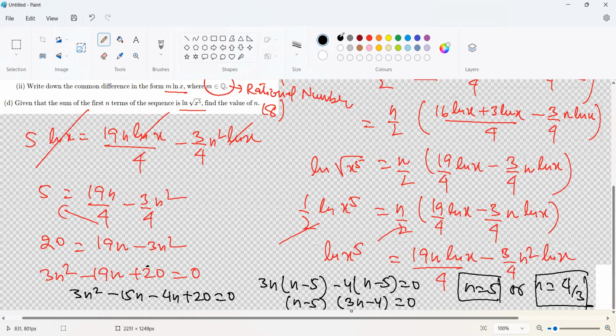What is the value of n? N is the number of terms. So n is equal to 5. We will not accept 4 upon 3, which is a fraction, because n is always a positive integer.